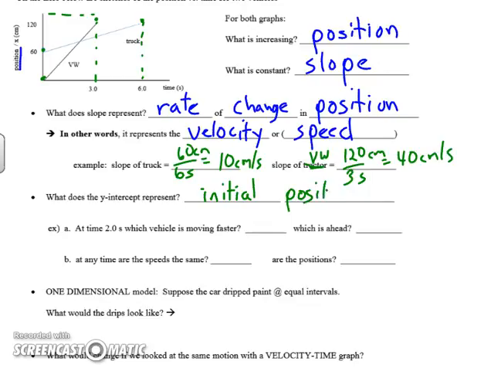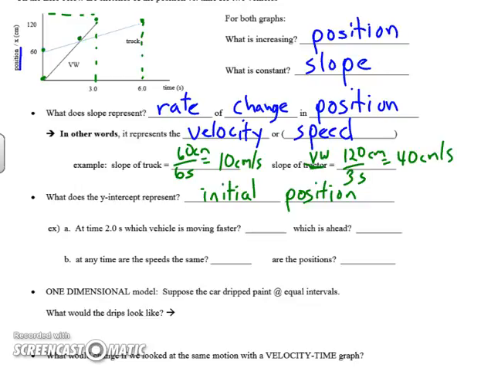Okay, and that's going to become important when we develop equations later. So obviously the VW starts at position 0, and the truck starts at position 60. And if we were having a race, in other words, they both start at the same time, which this graph implies, eventually the VW is going to catch up to it right about there.